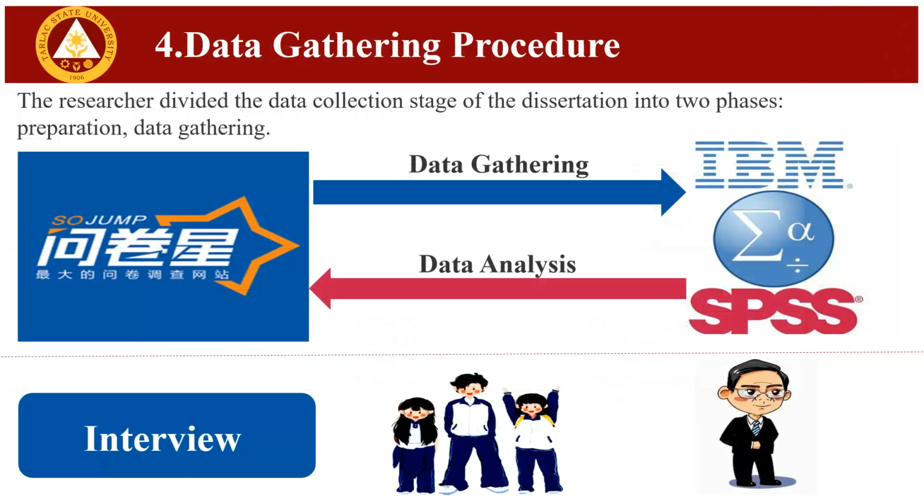Next part is about the data gathering procedure. In the preparation stage, the researcher got permission and endorsement from the selected senior high schools for conducting the study by using the instrument. For the second stage, after doing the pilot testing and ensuring the questionnaire was both reliable and valid, the researcher imported all the items of the questionnaire. Once the participants had completed the questionnaire, the researcher downloaded the data from Wenjuanxin and imported it into SPSS for analysis. To gain a deeper understanding of the statement of the problems, the researcher conducted an interview survey involving senior high school students, teachers, instructors, and administrators.